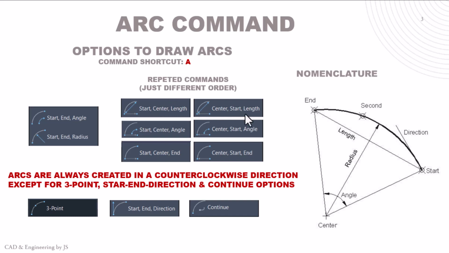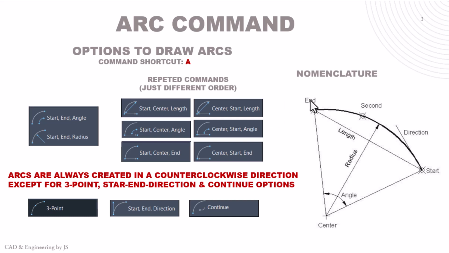There are several options to draw the command. The ones that are shown here in the center repeat themselves, just in different order. So from these 6 options, we actually have only 3 that are presented in different order. In addition to that, we have these 2 more on the left, and then we have 3 additional ones shown at the bottom, which don't use the normal regular rule in AutoCAD, which is drawing arcs in a counterclockwise direction.